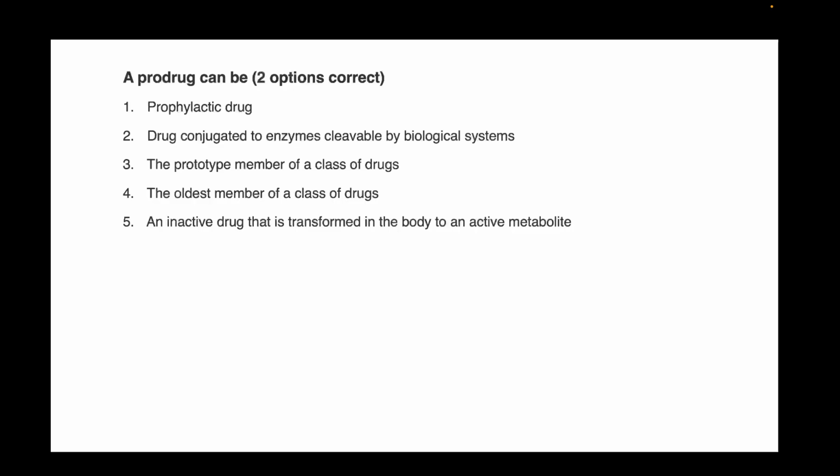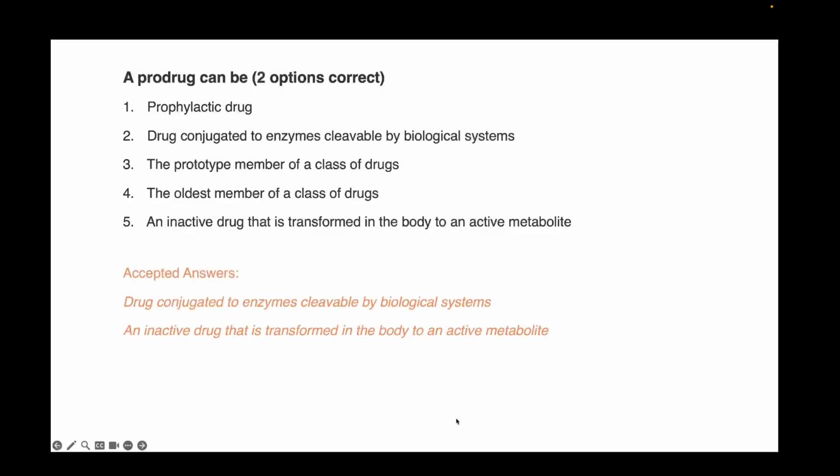A prophylactic drug, drug conjugated to enzymes cleavable by biological systems, prototype member of a class of drugs, oldest member of a class of drugs, or inactive drug that is transformed in the body to an active metabolite. So among these options, option 2 and 5 are the correct answer, which is drug conjugated to enzymes that is cleavable by biological systems, and an inactive drug that is transformed in the body to an active metabolite. In both the cases, the drug becomes available only inside the body after some action, and then only it becomes an active metabolite. So that is the definition of a prodrug.